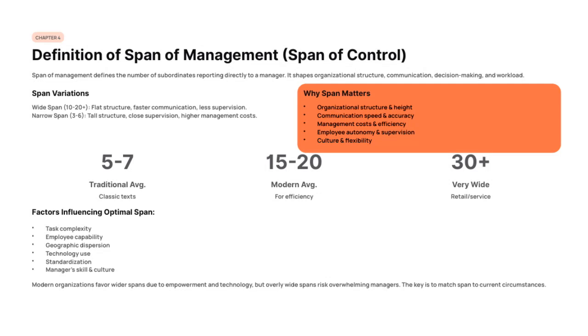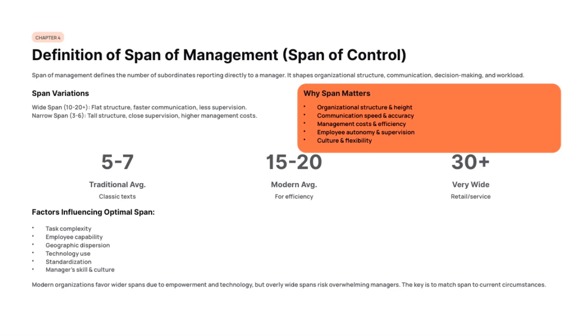Modern organizations tend to favor wider spans of management, mainly because of empowerment and technological advancements. However, it's important to remember that if the span becomes too wide, it can actually overwhelm managers and reduce effectiveness. The key is to match the span of control to the current circumstances of the organization. Factors like task complexity, employee capability, geographic dispersion, technology use, and the level of standardization all influence what the optimal span should be.